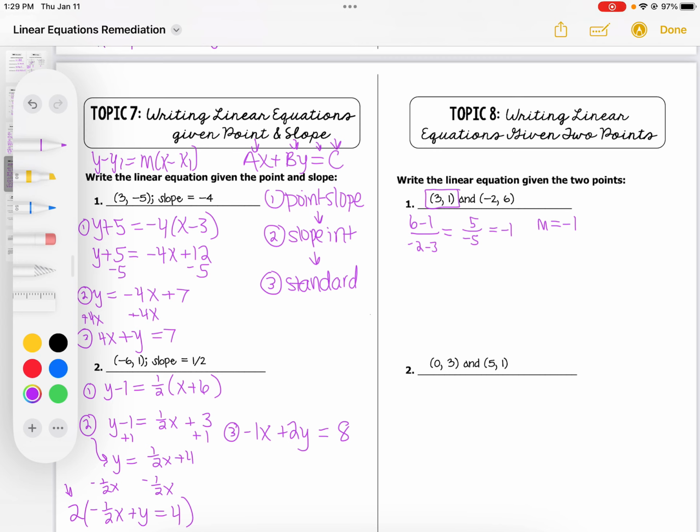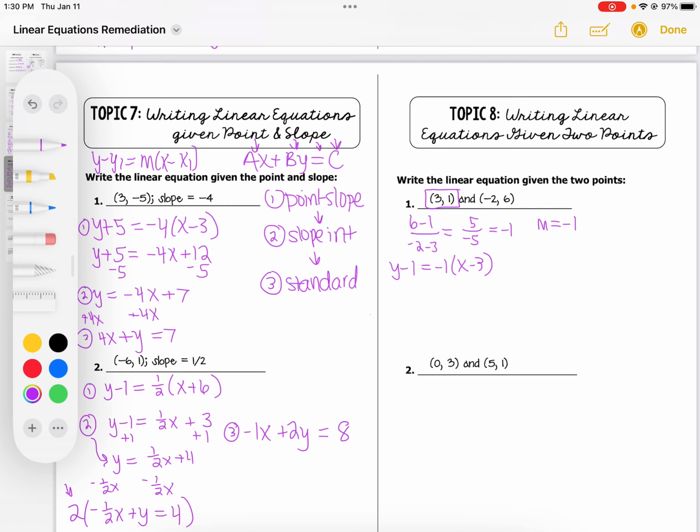If we use this first point, let's say, our equation would be y minus 1 equals negative 1 times x minus 3. That equation is in point-slope form, and it has a slope of negative 1 because that's what the slope is of this line that connects those 2 points. You could potentially be done.